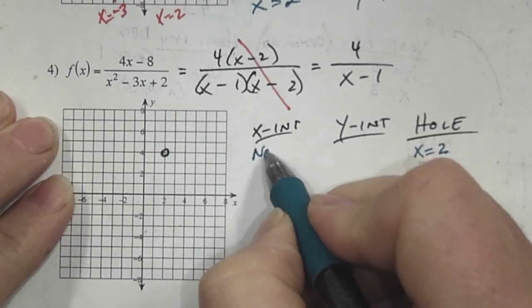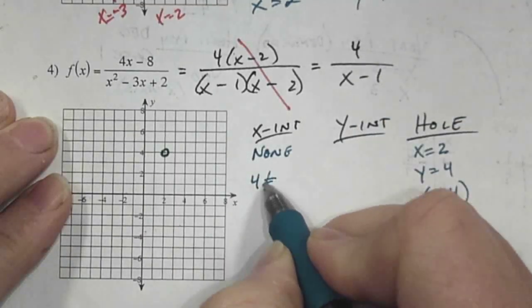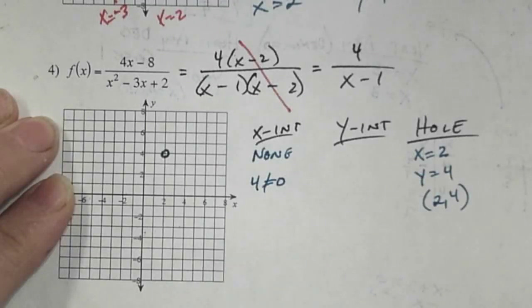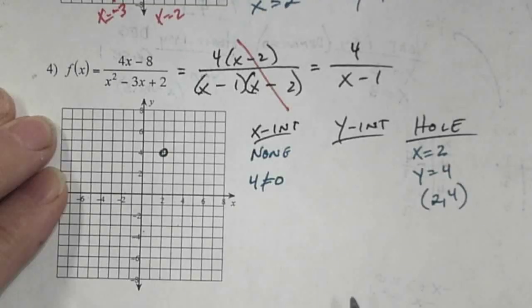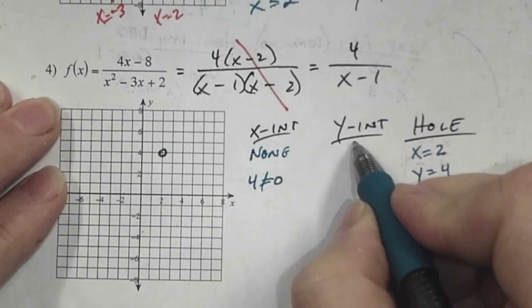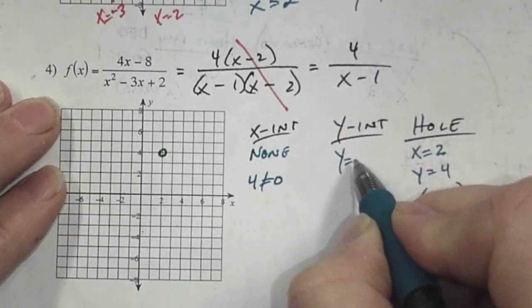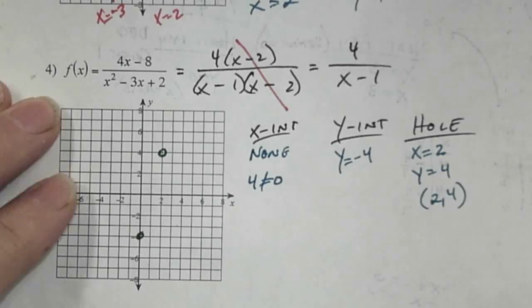All right. X-intercept is none. Why? Because that's where the numerator equals 0, and it does not. Okay, y-intercept, plug in 0 for x, we get negative 4. So let's put a dot at negative 4.